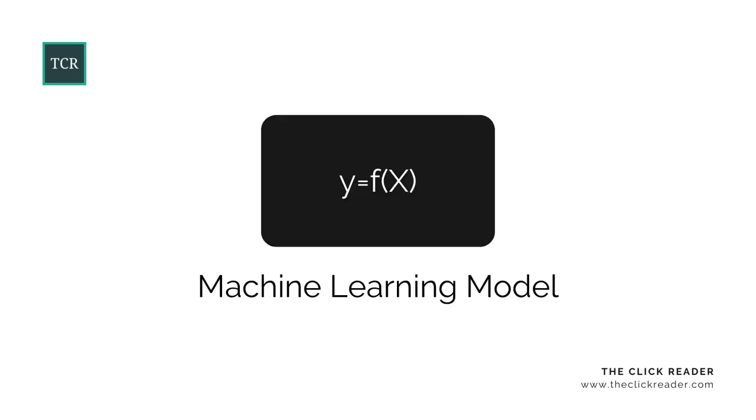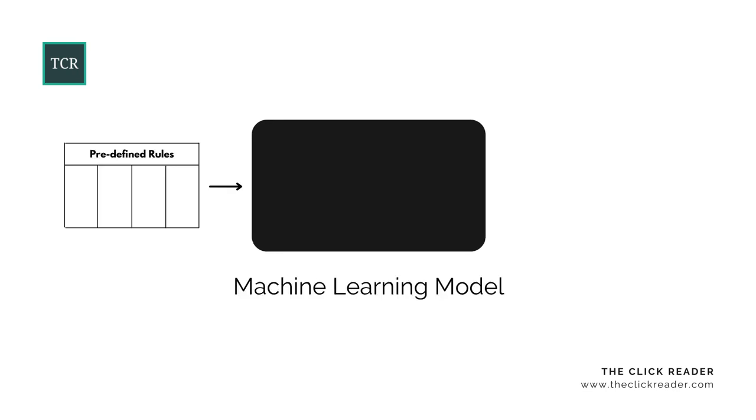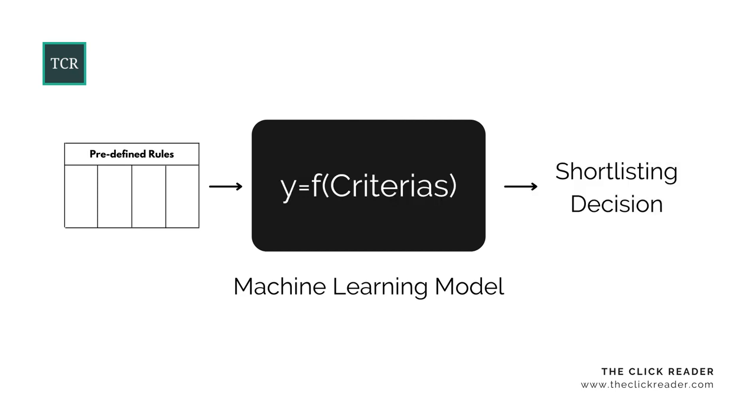With supervised machine learning, you can create a machine learning model that stores all of these rules in the form of a mathematical equation. Here, without explicitly programming the rules, we allow the computer or machine to learn all of these rules and come up with a formula or equation that gives us a decision on whether or not a candidate should be shortlisted for an interview.